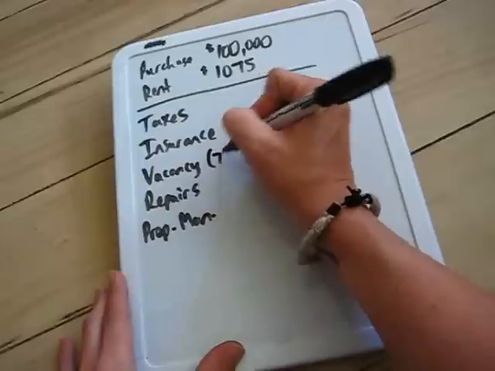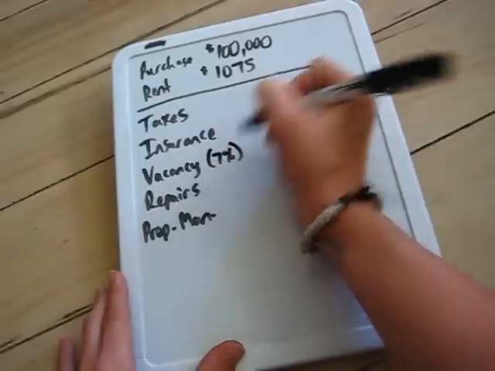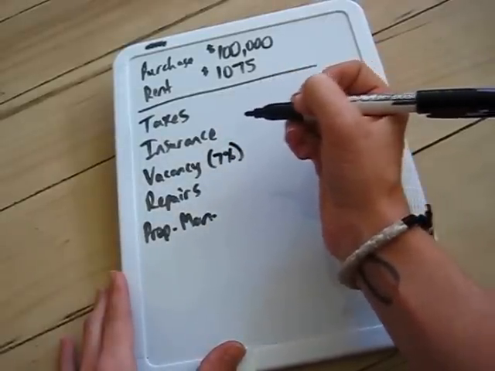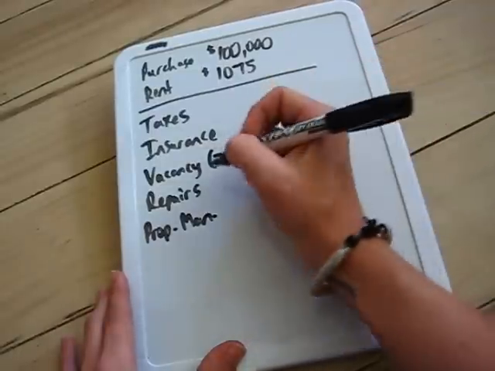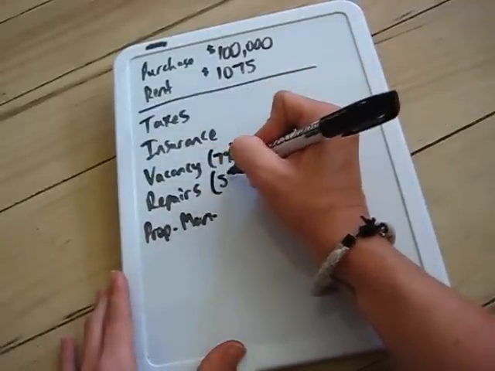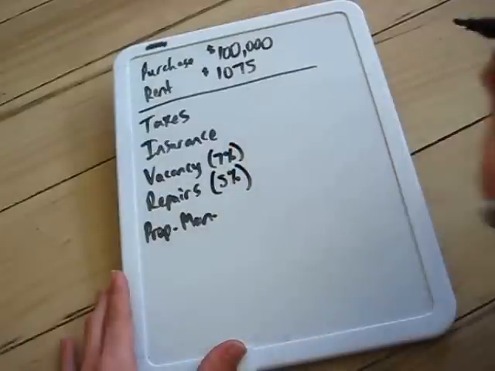I buy turnkeys, so they're already rehabbed. So I just use 7% for vacancies, which you can look up the statistics of a particular city to see if that number is about right. And for repairs, like I said, fully rehabbed, so I just do 5% for repairs.